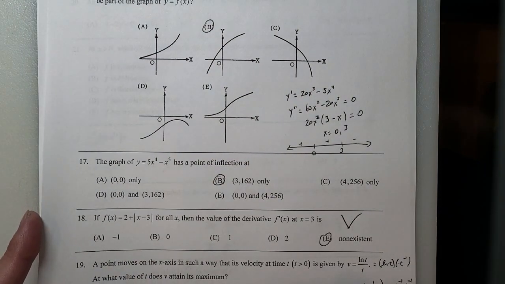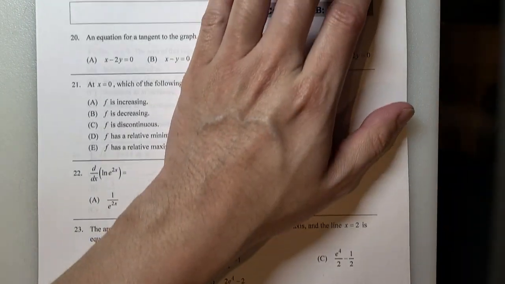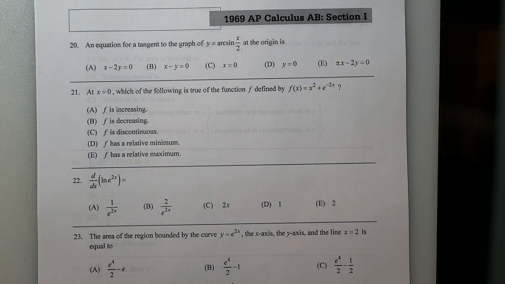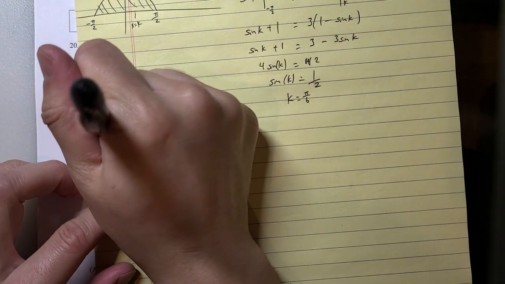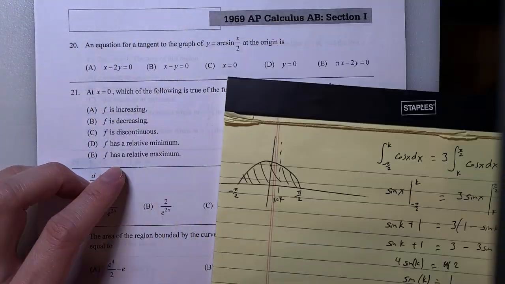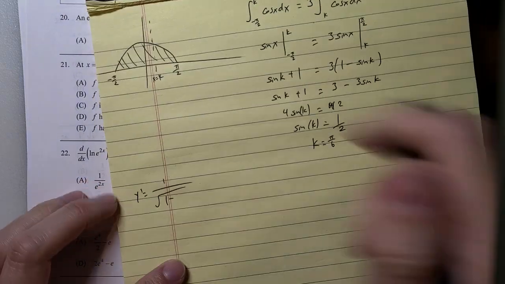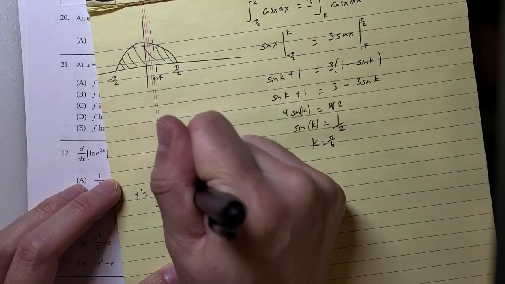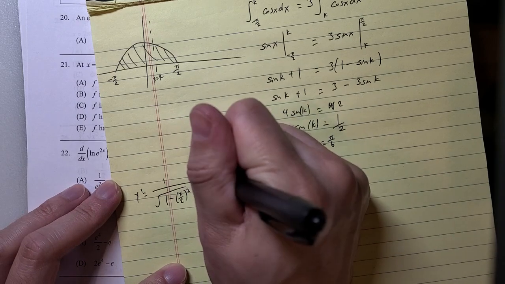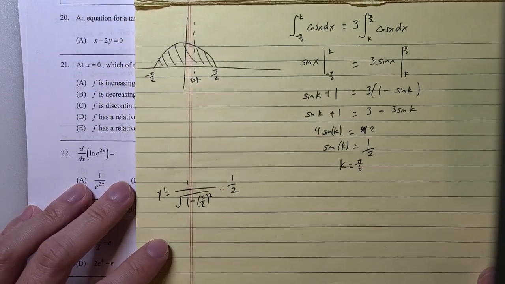Okay. Let's move on. The equation for a tangent to the graph of y equals arcsine of x over 2 at the origin is what? Okay, so let's find y prime first. What's the derivative of arcsine? It's 1 over the square root of 1 minus the argument squared, where the argument is x over 2. Then we need the chain rule, times the derivative of x over 2, which is just a half.